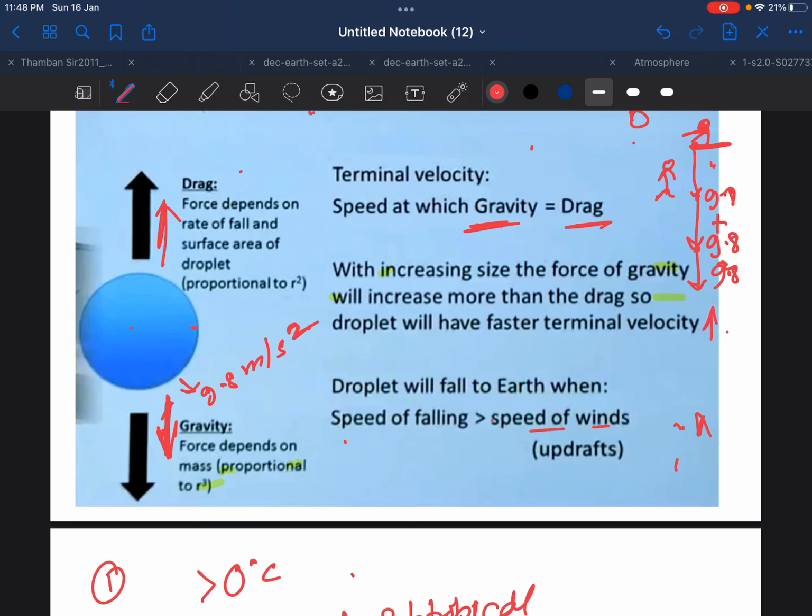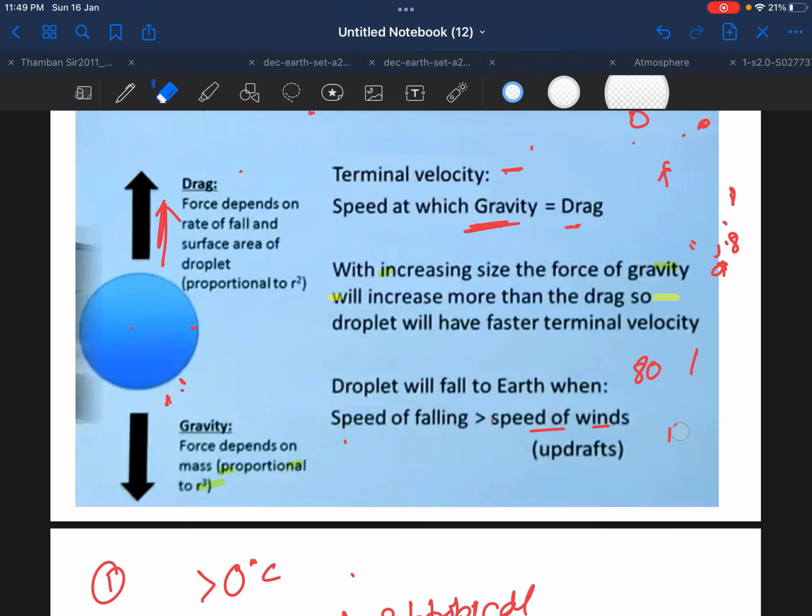But remember, the drag force is acting upward. And there is a time when the upward force is equal to the downward force. At that point of time we will achieve the terminal velocity, and say you reach a velocity of 80 meter per second. After that you will fall down with the same velocity throughout the atmosphere. There will be no change, and that velocity is called terminal velocity. Okay, I hope you understand.